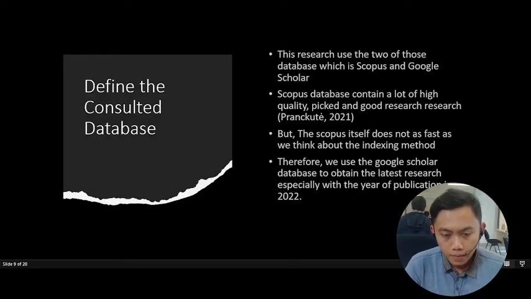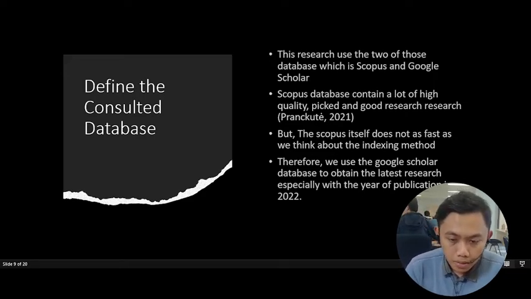Next, define the consulted database. This research used two databases, which are Scopus and Google Scholar. Scopus database contains a lot of high quality and good research. That's why we use the Scopus database.